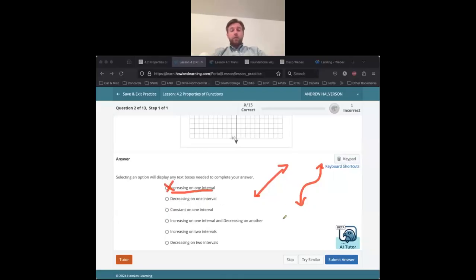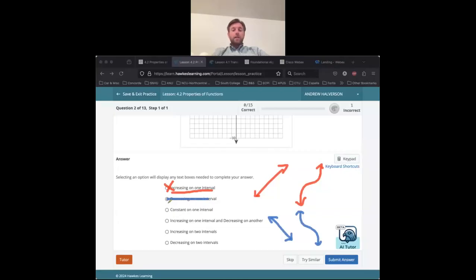Decreasing on one interval. That's the opposite of these. Decreasing on one interval means it's decreasing all the way through. So it could look like that, or it could look like this. It's just always decreasing all the way through. Ours doesn't look like that, so no.